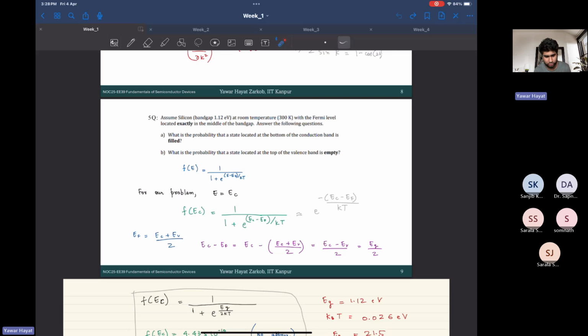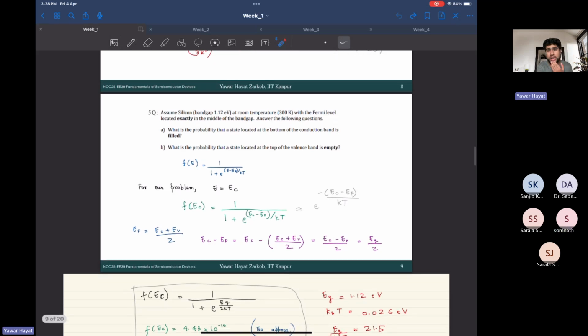Because there are only two possible events. Either the state would be filled or the state would be empty. It cannot be partially filled. Either the state is empty or the state is filled, nothing else. That is the sample space for this.